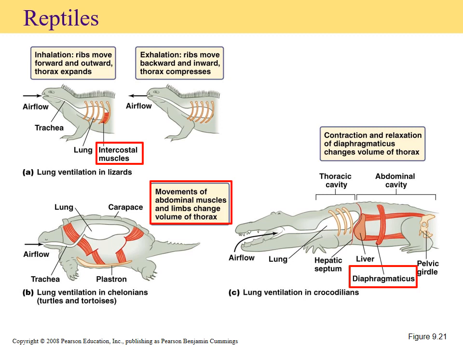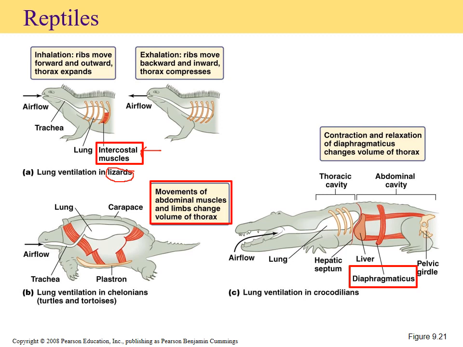So for instance, on top right here, we have our little lizard, and what we see happening with the lizards is that it is able to utilize its intercostal muscles, which are the muscles that sit in between the ribs, and it's basically using those muscles to go ahead and expand the ribs so that it can literally suck in the air when it's inhaling, and when it's ready to exhale, it basically causes the ribs to move a little bit backwards, compressing the thorax, so it's almost like you're squeezing out the air.